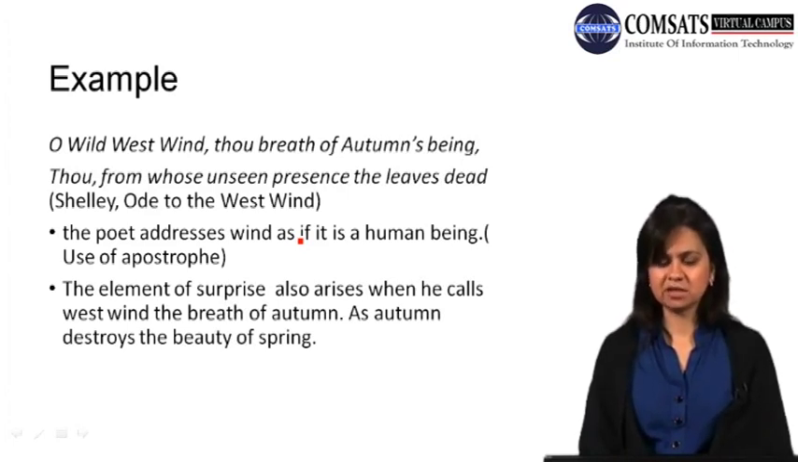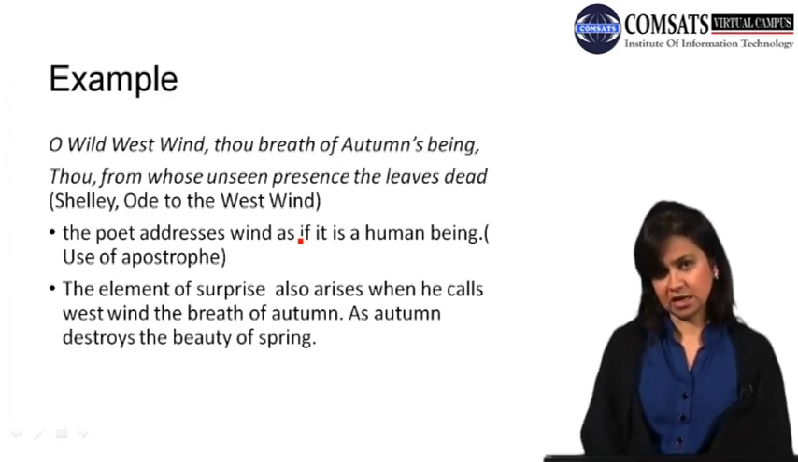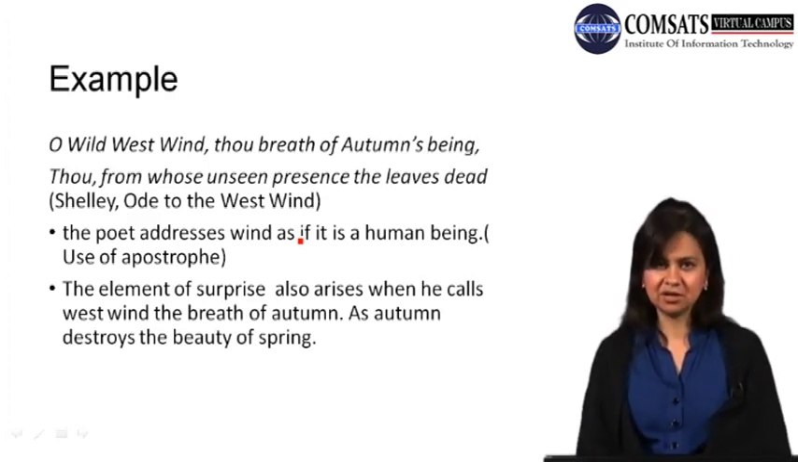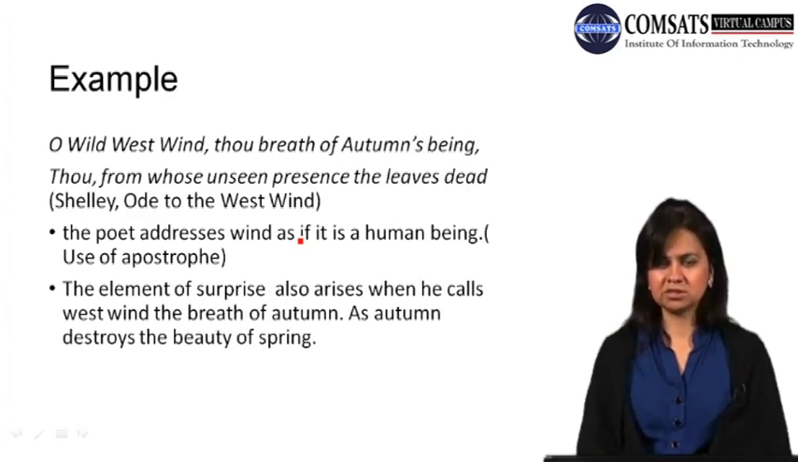Then the element of surprise arises when the poet calls west wind the breath of autumn, as if autumn is again some being, and when autumn would breathe or exhale, it would destroy everything that is green, as if autumn is a ghost or a witch or a being that is supernatural or more powerful. So autumn's breath is the west wind that blows in the very beginning of the season of autumn that would lead to winter.